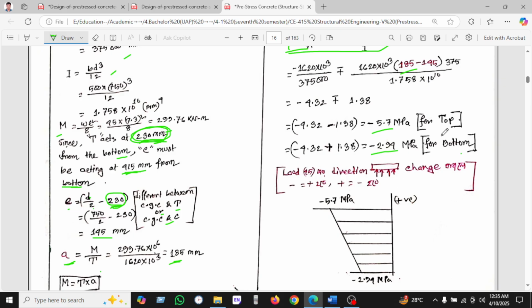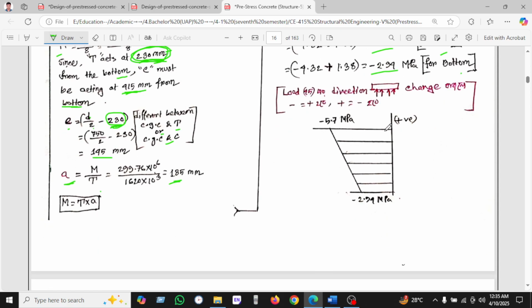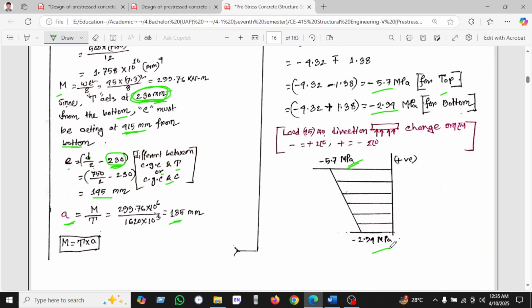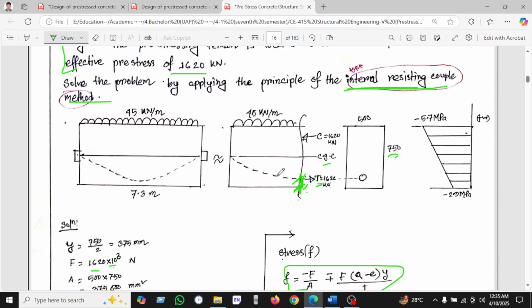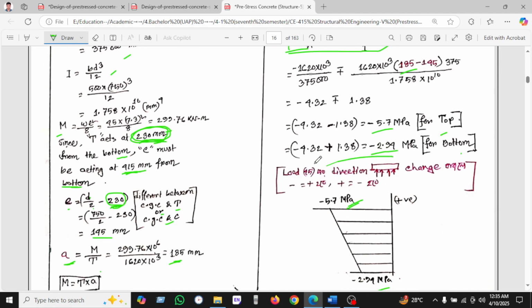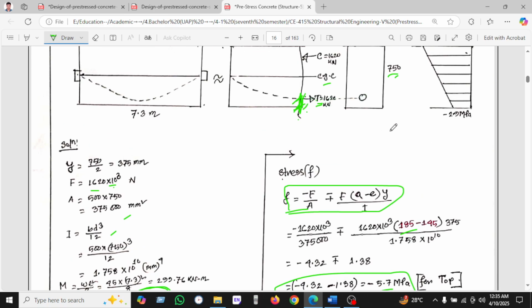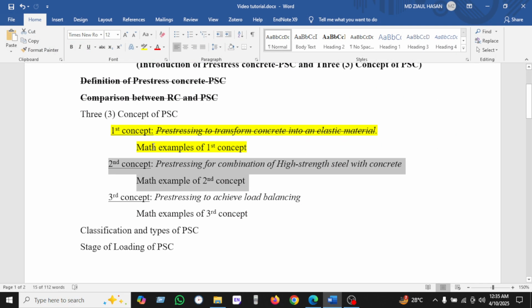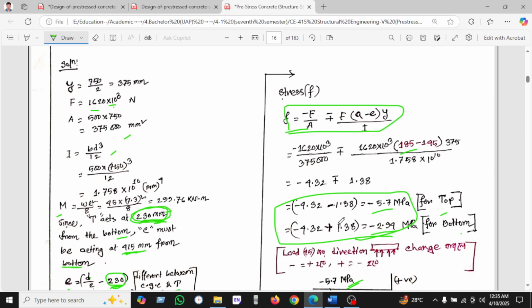So we've been seeing, as usual from the diagram, that the top gets more stress and the bottom gets less stress at the midsection. This is the same result we found for the first concept, and for the second concept we have seen the same result.